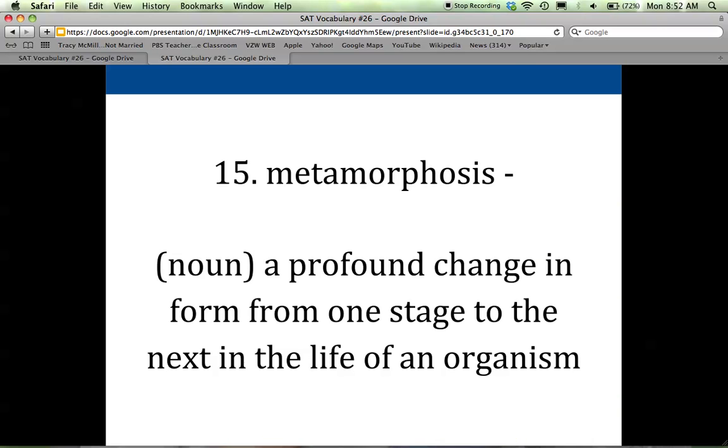And our last word is metamorphosis. And this is a noun, and it is a profound change in some form. So a form, whether it's your appearance or an actual structural change or a change in maybe your character from one stage to the next. And when you think about this in a biology context, it's a profound change in form, one state to the next state in the life of an organism, right? So if you think about a butterfly and how it goes from being a caterpillar into a chrysalis and then emerging as the butterfly, that would definitely be the most classic example of a metamorphosis.